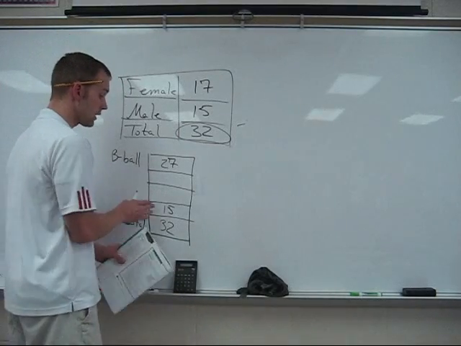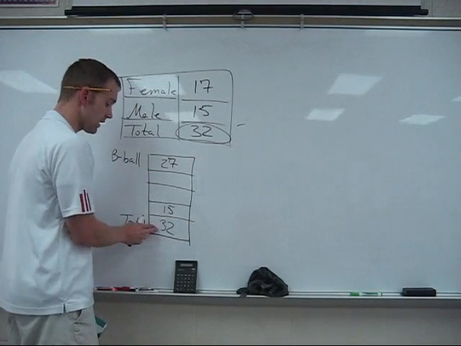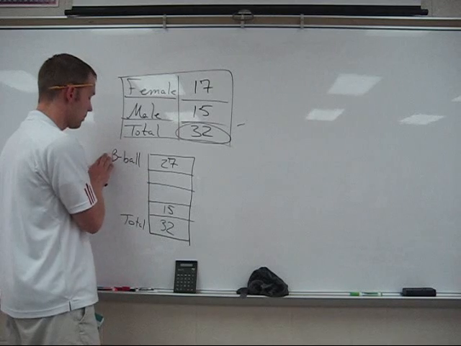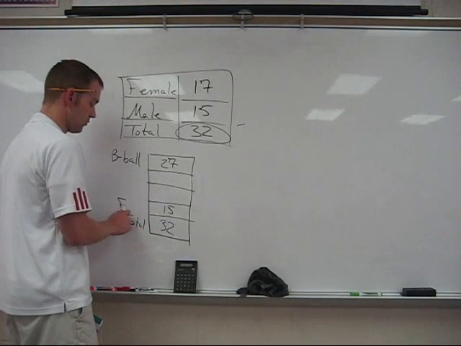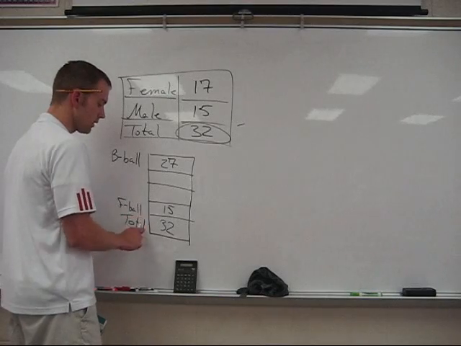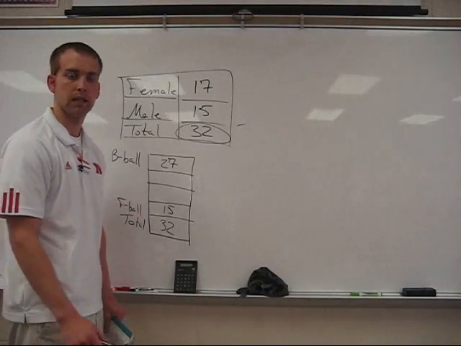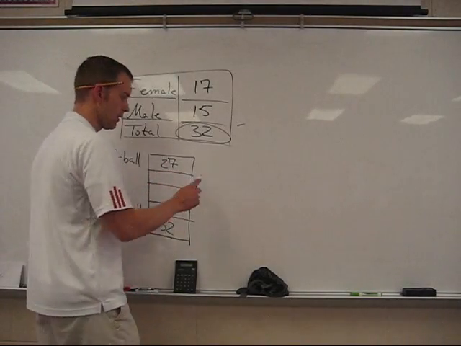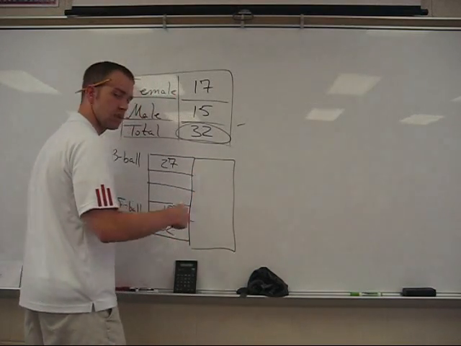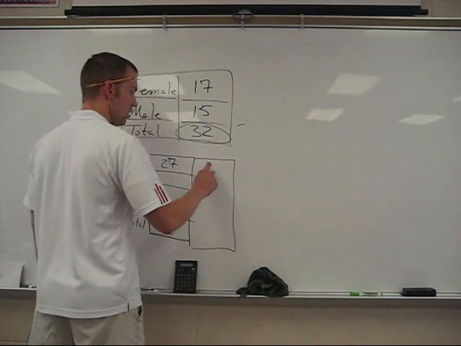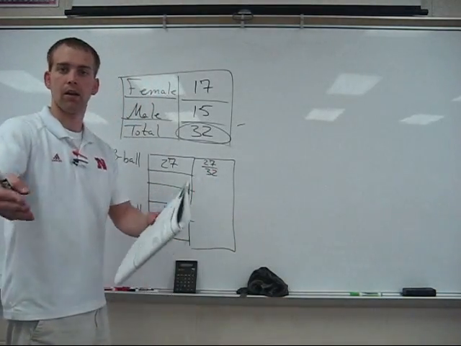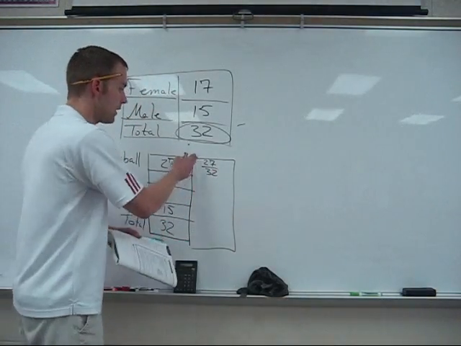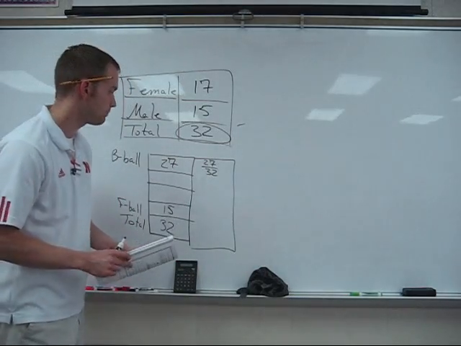But I'm looking at this, and I say, okay, 27 out of 32 of the entire class prefer to play basketball, whereas 15 out of 32 prefer to play football. Okay, what we're going to do is calculate some percentages. I said I'd do this one with you. So we talk about a percentage of the entire class that likes to play basketball. We're talking 27 out of 32. Once again, how am I going to turn this into a percent? I'm going to have to take the top and divide it by the bottom.